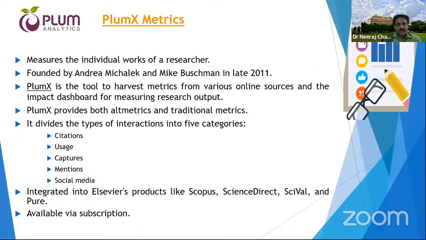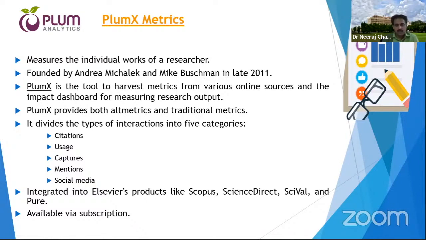Next one is Plum Metrics. This Plum Metrics is also very important. It measures the individual work of a researcher. It divides the type of interactions into 5 categories, taking the data from 5 different categories. But important thing is this is not available freely. This is available by a subscription, and this is integrated by all the resources of Elsevier products. Like it may be Scopus, it may be ScienceDirect, it may be SciVal, and also Pure. So all these products are integrated with this Plum Metrics.